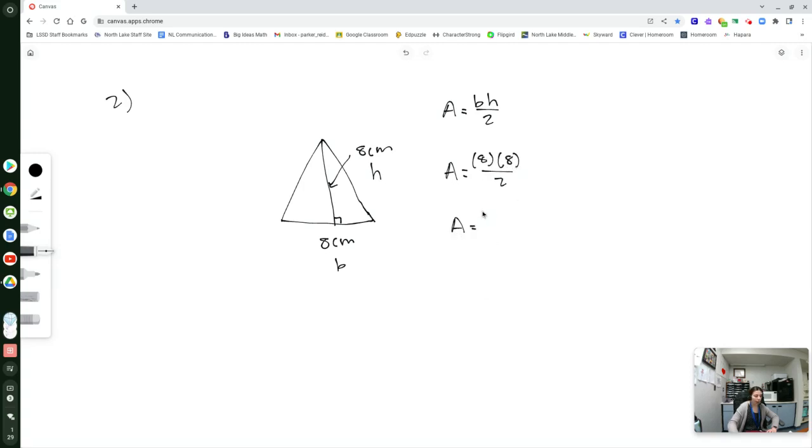Let's multiply that 8 by 8 first. 8 times 8 is 64. 64 divided by 2 is 32. So our area of this triangle is 32 centimeters squared. Remember, it's area. We need to label it with our units, in this case, centimeters squared.